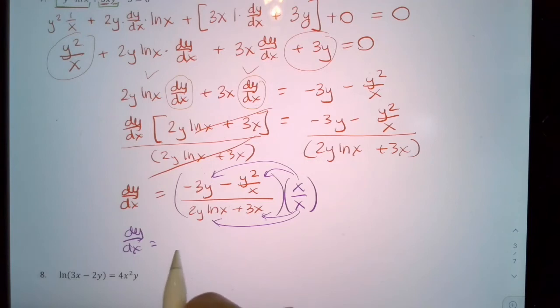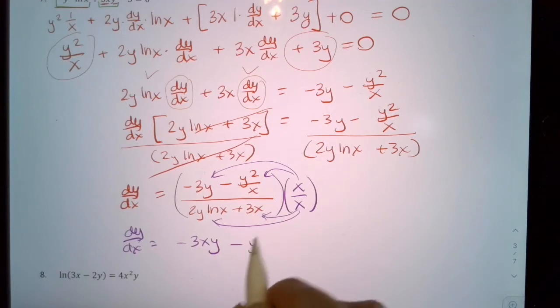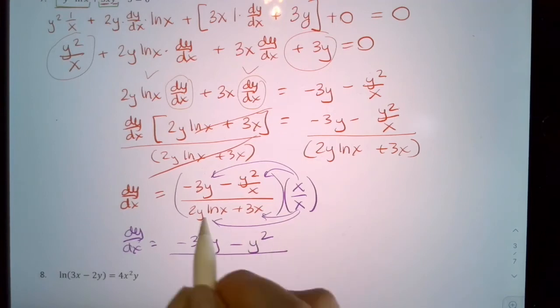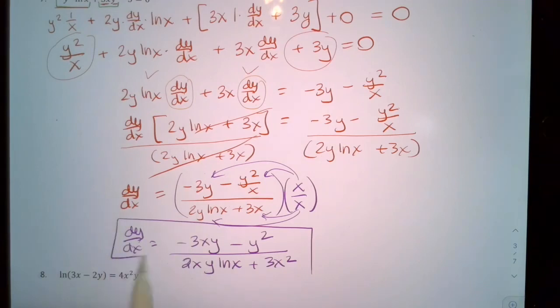And so what do I have? Well, I'd have negative 3xy from that x being thrown in. Here, the x cancels that denominator. That was the whole point of doing that. And in the denominator, you're going to creep an extra x into each one of those terms. That is a great looking derivative.